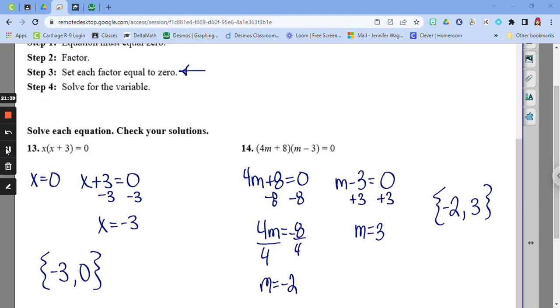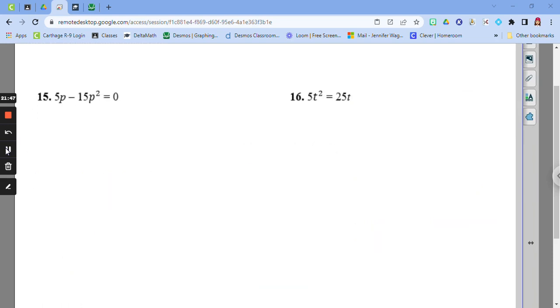So if we look at the next two, those we need to factor. First of all, the equation has to equal 0. So on 16, I need to subtract the 25t. So I have 5t squared minus 25t. So first of all, before we do anything, factor both of those. Ignore that it equals 0. Just find the GCF, factor it, just like we did in the first part of the notes.